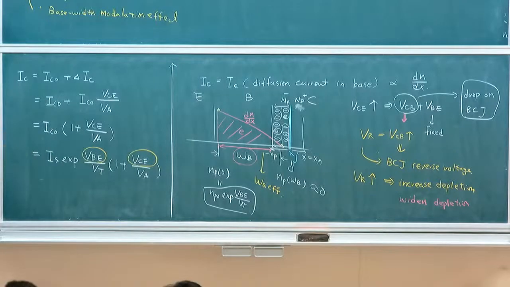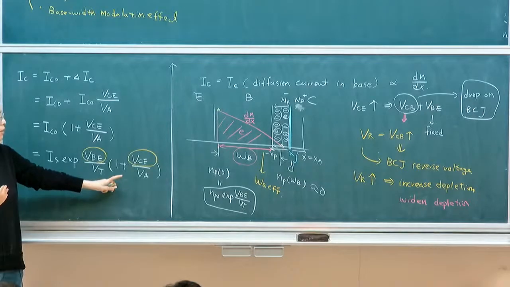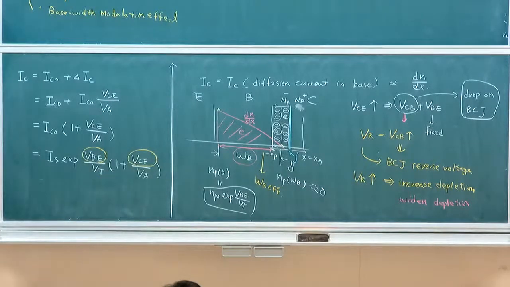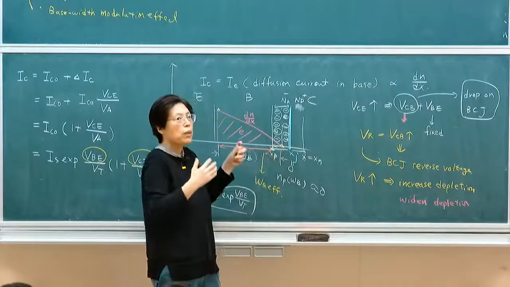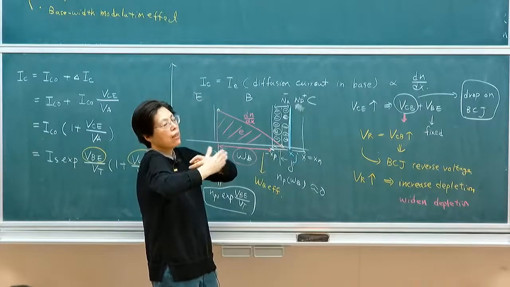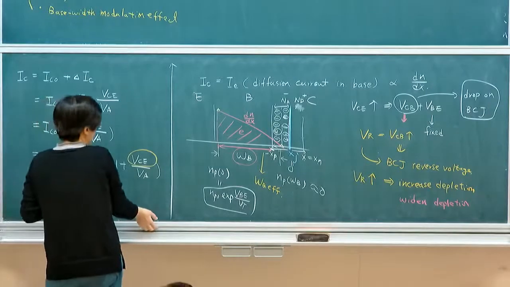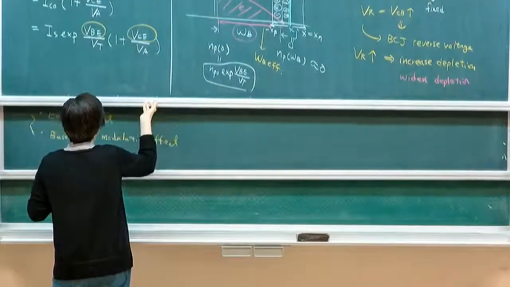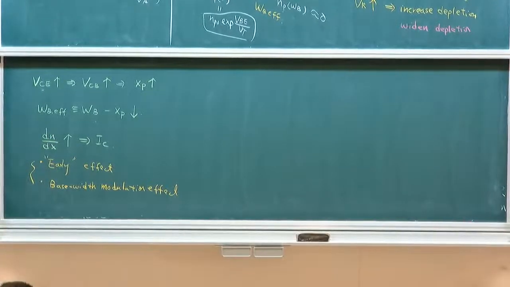Only when the effective distance changes, you will see the effect showing up as the Early effect. Okay, I'm just trying to say that additional voltage is being dropped on the depletion region. So the depletion region will eat up the voltage. But when it has an effect in narrowing down your base, then you see the Early effect, or the base width modulation. So it essentially reduces the distance of diffusion between the two points.